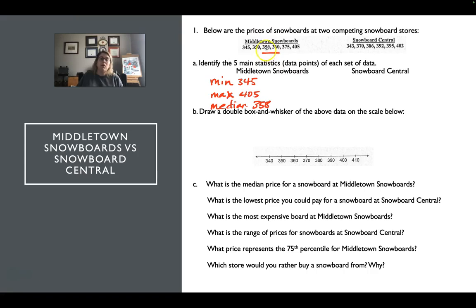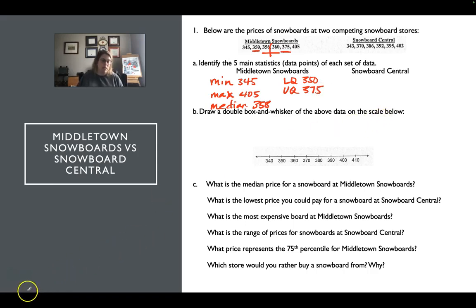Then we're going to go on this part, so from here. We're going to find the median from 345 to 356, which is 350. That's your lower quartile. And your upper quartile is 375. Now we're going to do the same thing.